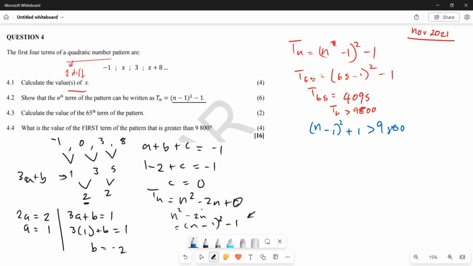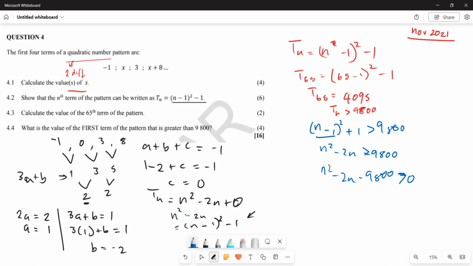And then now what is it that you're going to do? When you're expanding this one, this is still the same as n squared subtract 2n, which is going to be greater than 9,800, right? So basically that is still the same thing. So this is the same as n squared subtract 2n subtract 9800 is greater than 0. This is not an equal sign, but this still just means greater. And then from here, we are going to solve this.